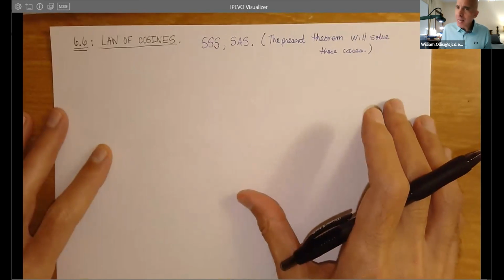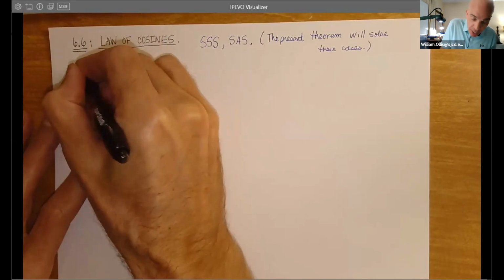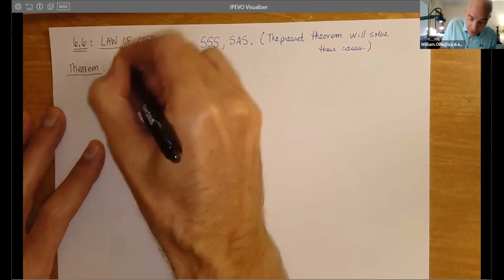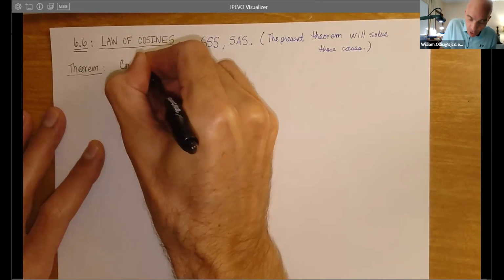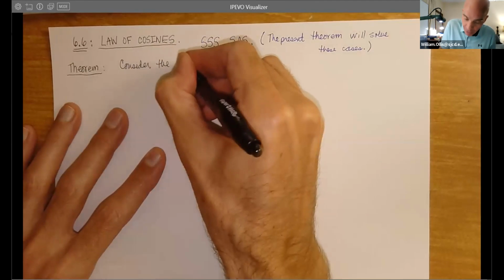So how do we start with this? Here's the theorem. We start with a generic triangle. So consider the lazy triangle that we write. Consider the generic triangle.